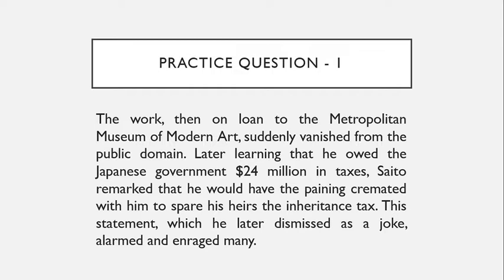The work then on loan to the Metropolitan Museum of Modern Art suddenly vanished from the public domain. Later learning that he owed the Japanese government $24 million in taxes, Saito remarked that he would have the painting cremated with him to spare his heirs the inheritance tax. This statement, which he later dismissed as a joke, alarmed and enraged many.